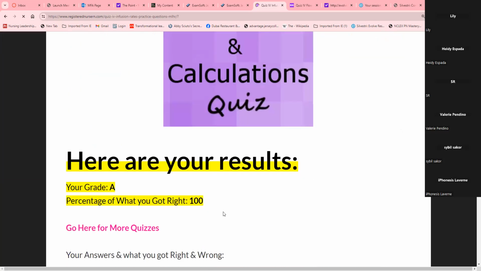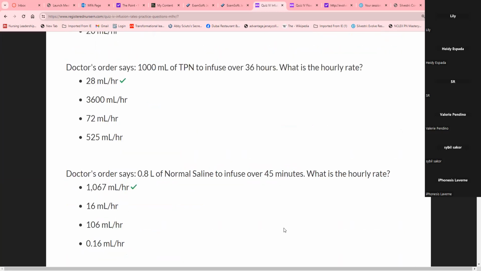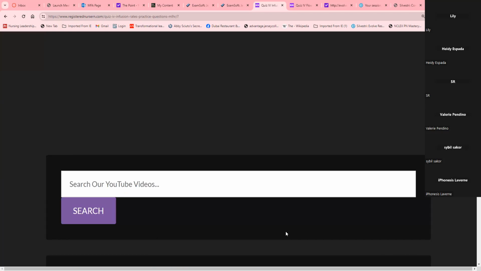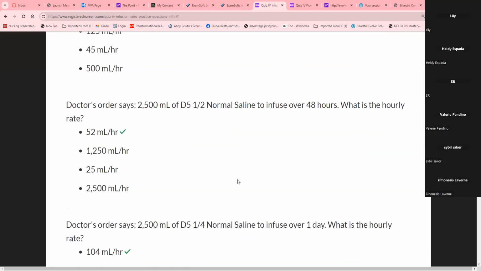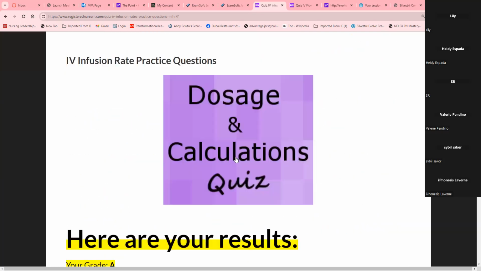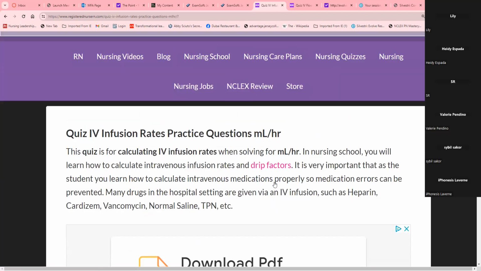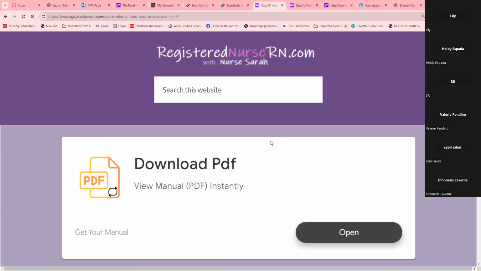Oh, look, you got 100%. Rock stars. Too bad that's not your grade for your dosage calc. I wish. You could just give us the same questions. Doesn't matter. I could give you the same test today and tomorrow. If you don't know how to do the math, you're still going to get the same questions wrong. So you really just got to know those formulas and you have to practice them all the time.